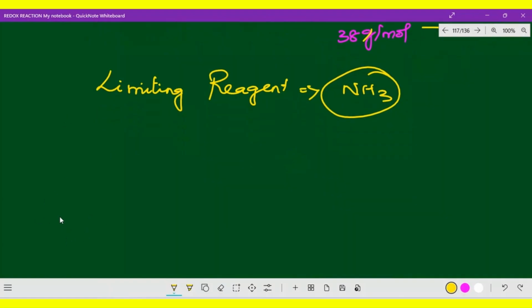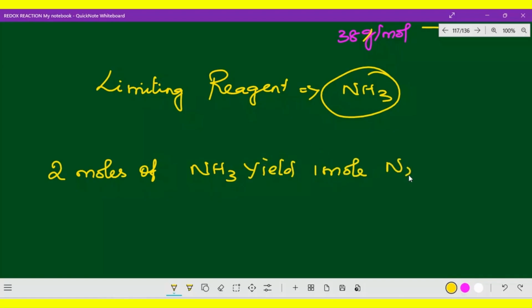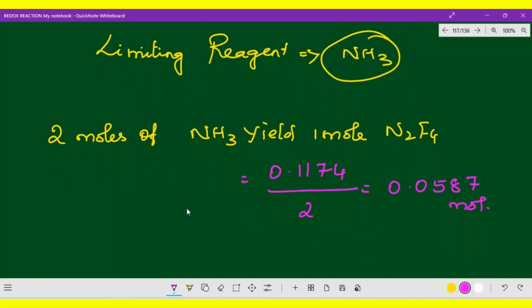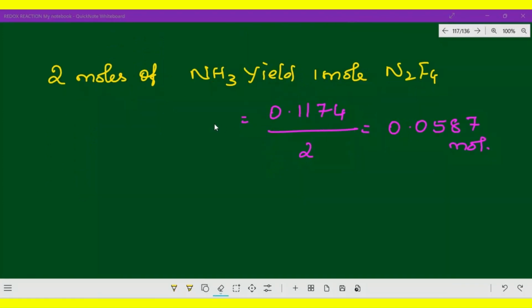So according to the balanced equation, 2 moles of ammonia yield 1 mole of N2F4. Therefore here, 0.1174 that we got, divided by 2, you will be getting 0.0587 mole yield. This is actually the theoretical yield in moles. So we can identify the theoretical yield.